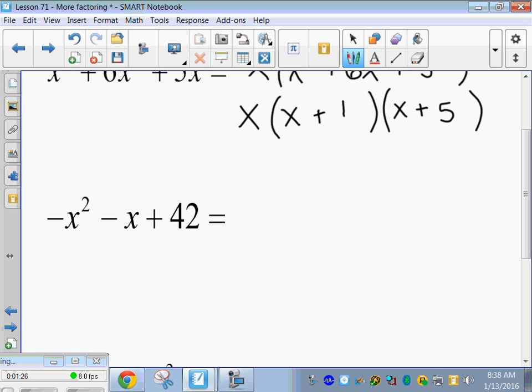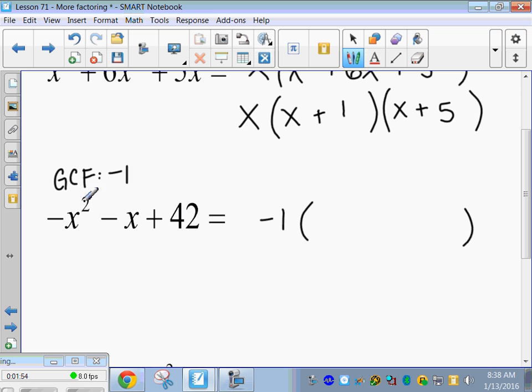Okay, negative x squared minus x plus 42. Write that in your notes. If the first term is negative, you guys, it's really going to throw you off unless you factor out the negative. So in this case, the GCF is actually -1. We're just going to take out a -1 from the entire thing, okay? So if I factor out a -1 from all 3 terms, all that does is change the signs, right?